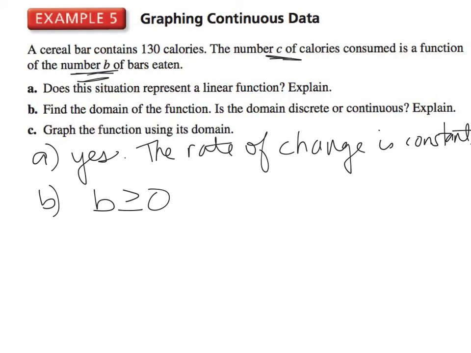The problem is that you could eat half a bar or 3 1/4 bar. You don't need to eat an entire bar at one time. So therefore, it's not just whole numbers, it's any number that is greater than or equal to 0. And it would be continuous, and we just explained why. You can eat part of a bar. So it would be continuous. And let me spell it correctly. Continuous.